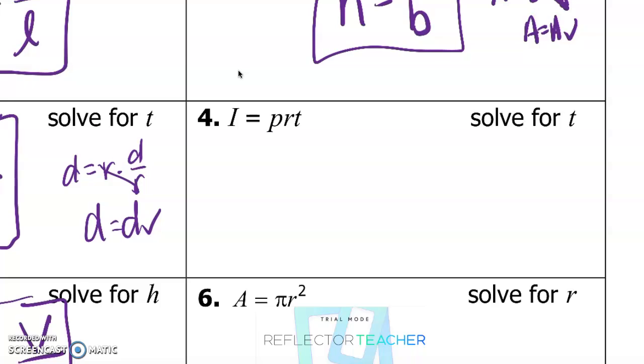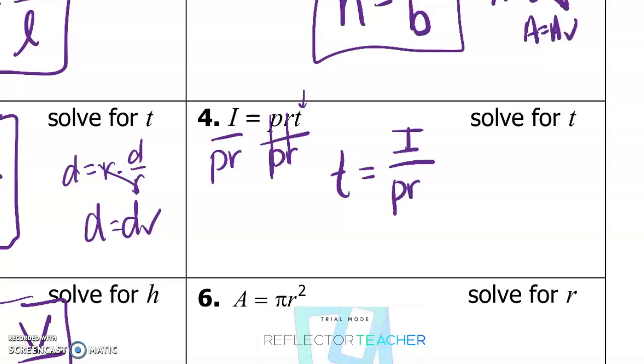Number 4. We want to solve for t. So when you look at t, you see that the p and the r are right next to it. So that means everything is being multiplied. So even though you have more than one thing being multiplied, you can still divide by all of it at once. So we are going to divide by PR to get rid of both of them at the same time. So your answer is T equals I over PR.